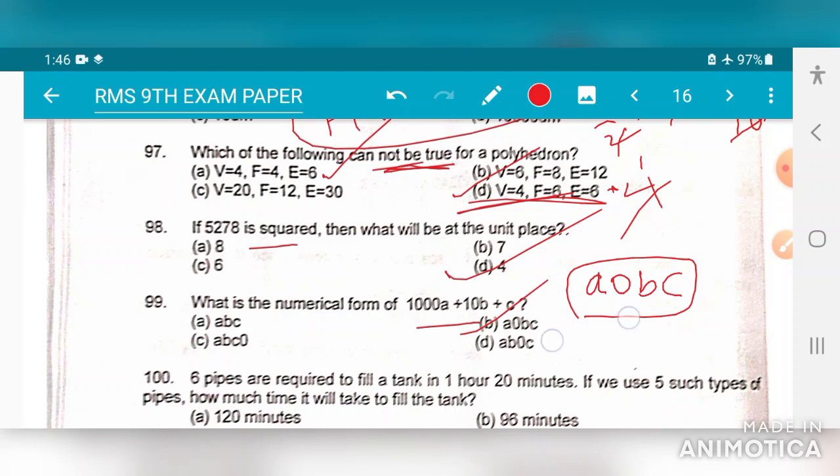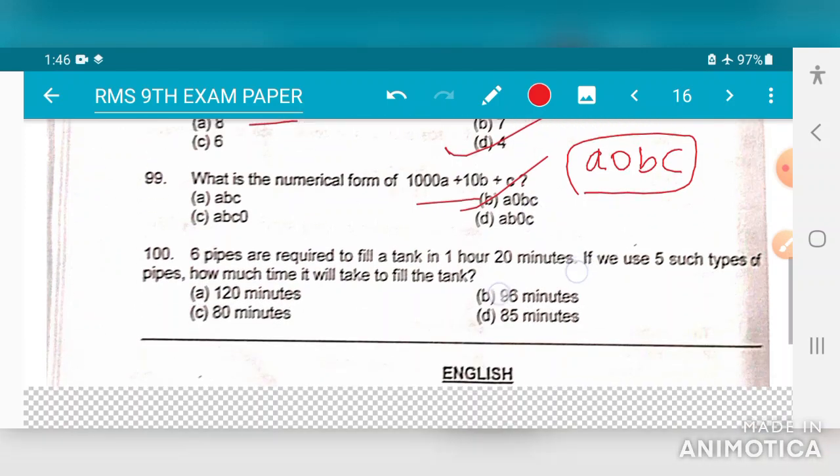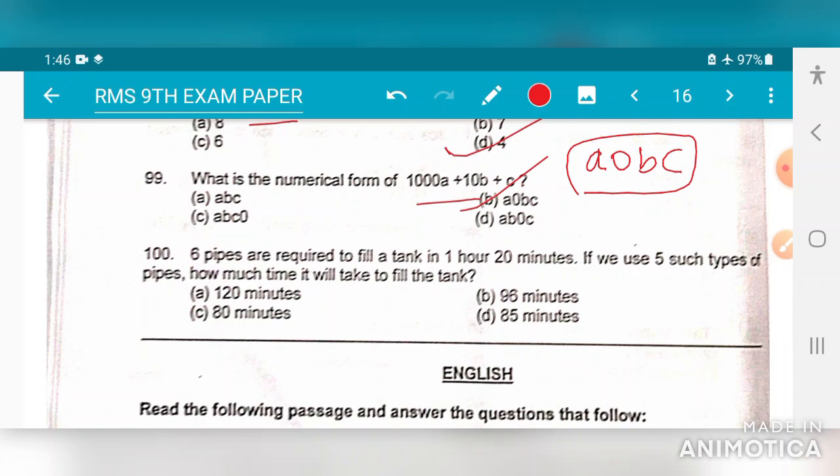Right. Next, the 100th question, the last question. 6 pipes are required to fill a tank in 1 hour 20 minutes. If we use 5 such pipes, how much time will it take to fill the tank? Understood?